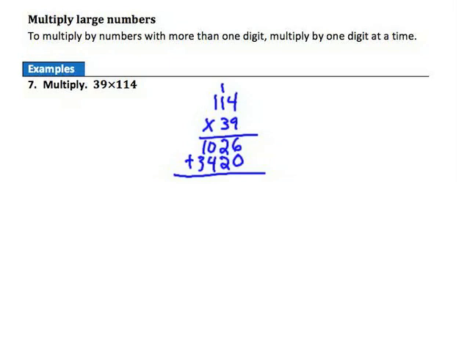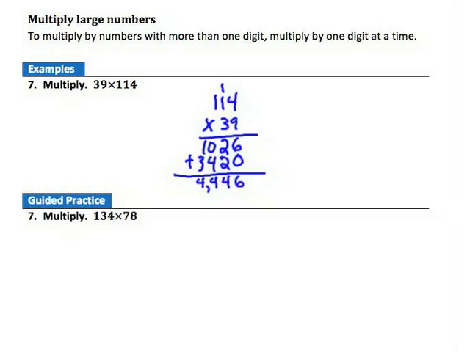So I start at the smallest place value again. 6 plus 0 is 6. 2 plus 2 is 4. 0 plus 4 is 4. And then 1 plus 3 is 4. So I get an answer of 4,446. Now it's time to check your understanding of multiplying large numbers.